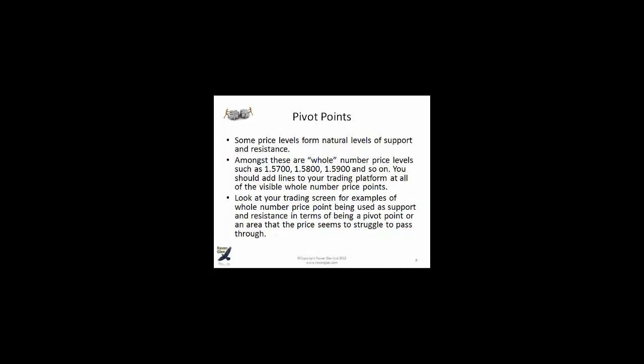Some price levels form natural levels of support and resistance. We call these pivot points. Amongst these are whole number price levels. We saw this a little earlier. Levels such as 1.57, 1.58, 1.59, and so on. It's therefore a good idea to add lines permanently to your trading platform for all of the visible whole number price points such as these. Look at your trading screen for examples of whole number price points being used as support and resistance. You'll find there are lots of them.